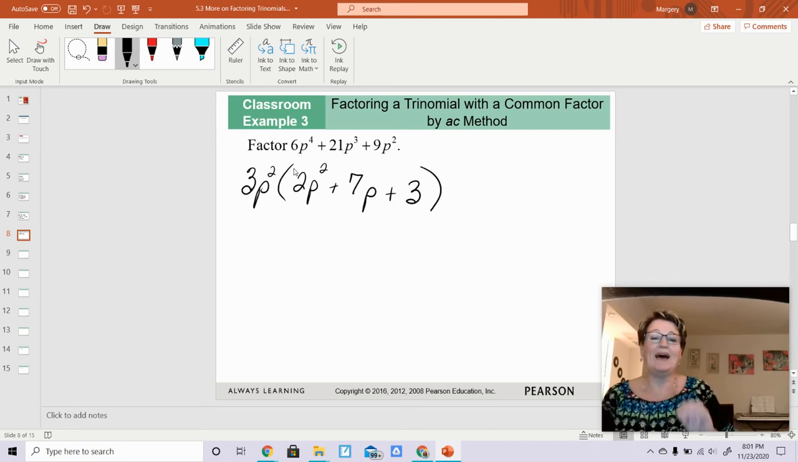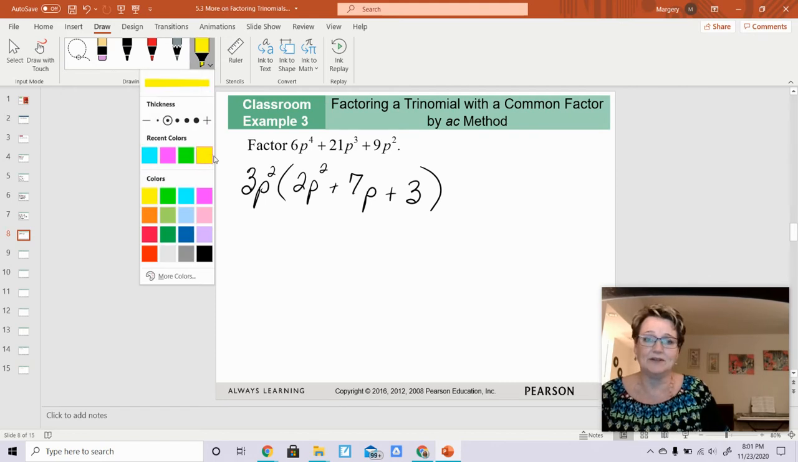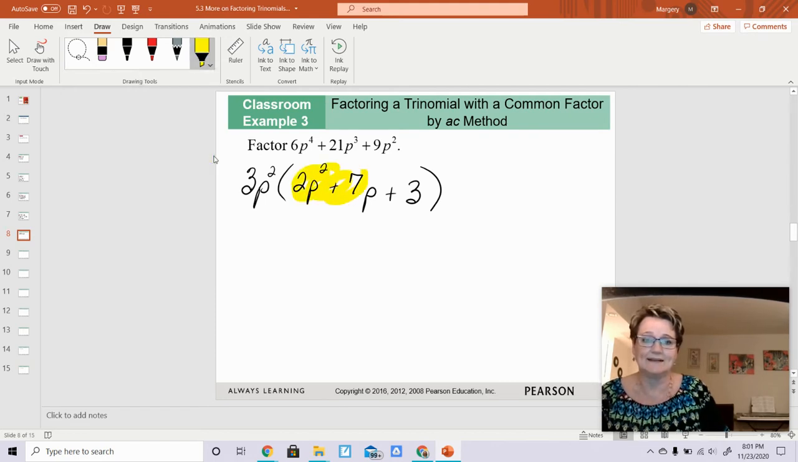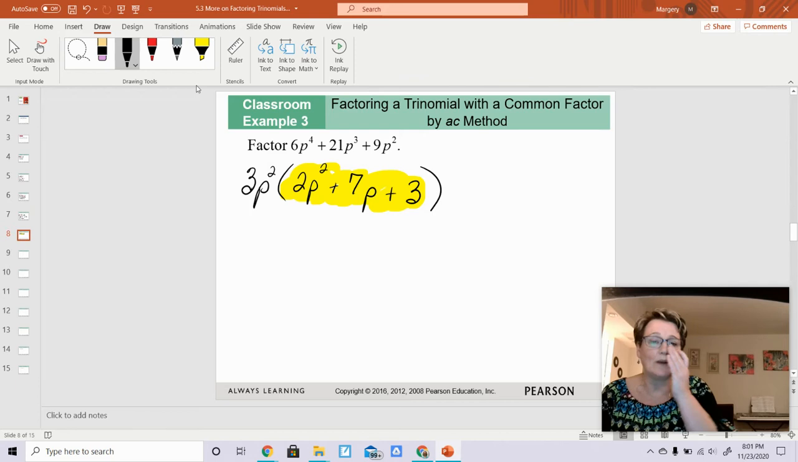Now, you have to work a little bit more this time. What you guys have to do is take this and factor that. I don't have to worry about the 3p squared anymore. That's already been factored out, but I do have to worry about what's in yellow. So what's in yellow is what I'm going to actually do the AC method with.